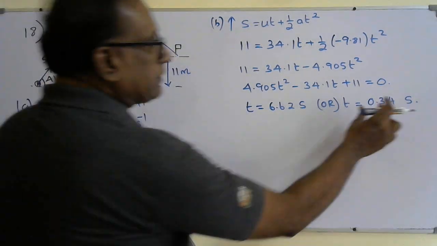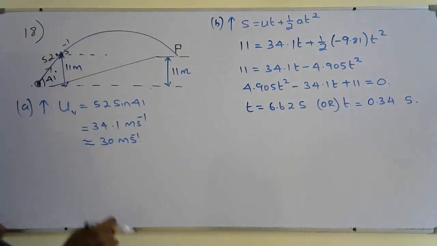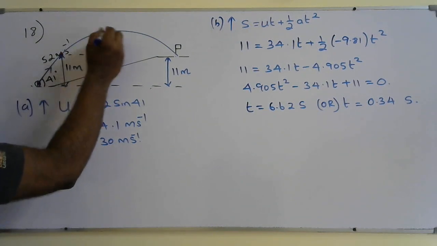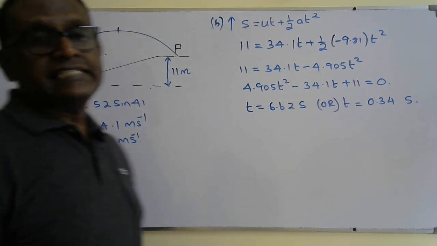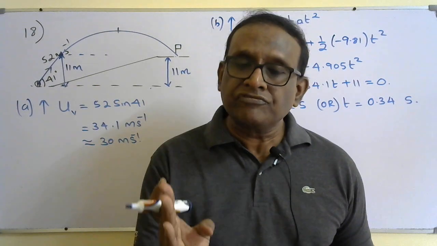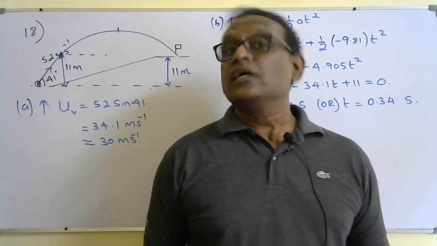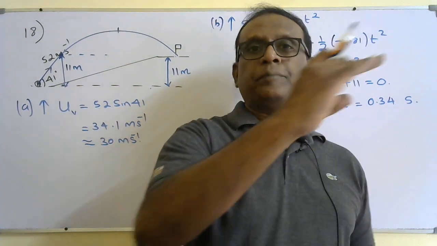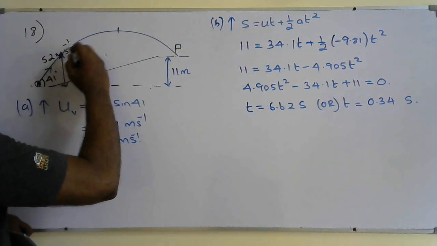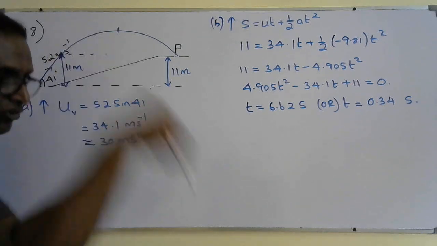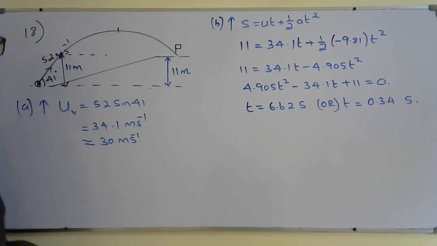So here 0.34 second is the time taken to reach 11 meter before reaching the highest point, because after reaching the highest point only it can go down and land on the ground. When it is moving up, it can't reach the ground, because if it wants to fall on the ground, it should pass its highest point.